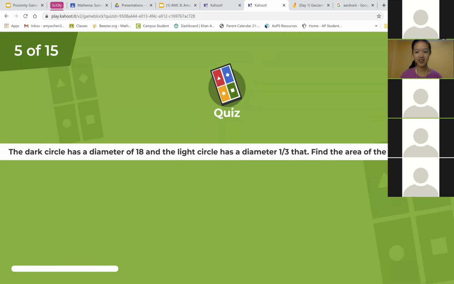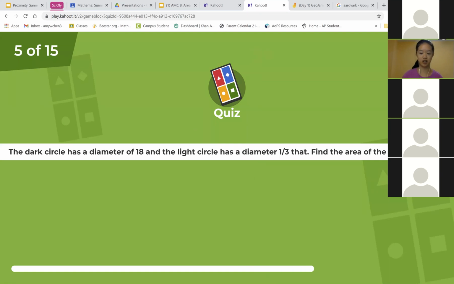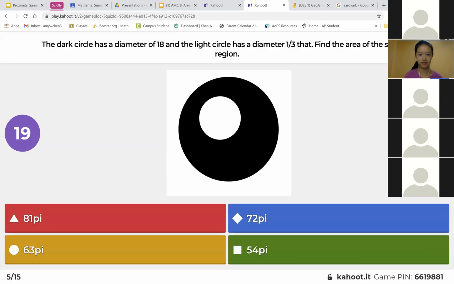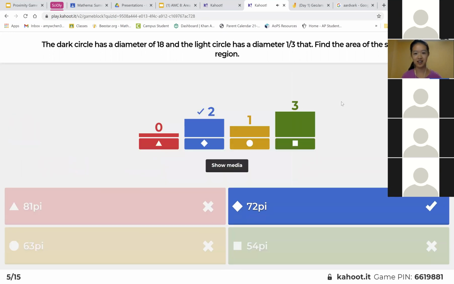The dark circle has a diameter of 18, the light circle has a diameter that's 1/3 that. Find the area of the shaded region. Okay, yeah, I made a mess. I think I made, okay, no, I didn't. I was kind of tired when I made this Kahoot. I had just woken up.